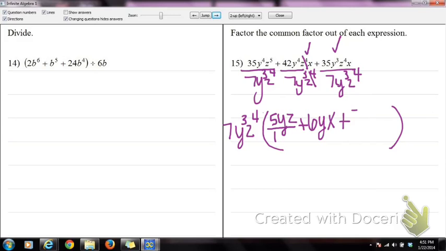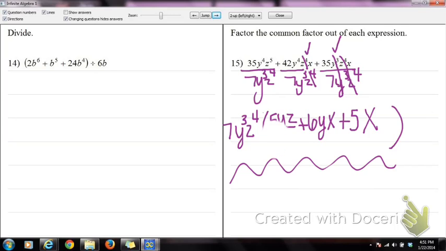35 divided by 7 is 5. The y's can cancel because there's the same quantity above and below. Same with the z's. How cool is that? And we keep our x with the 5. We've now factored this expression, and we don't really need this one in the bottom. So if you want to erase that, you can. And have our 5yz. You've now learned how to divide polynomials as well as factor out the GCF of polynomials.